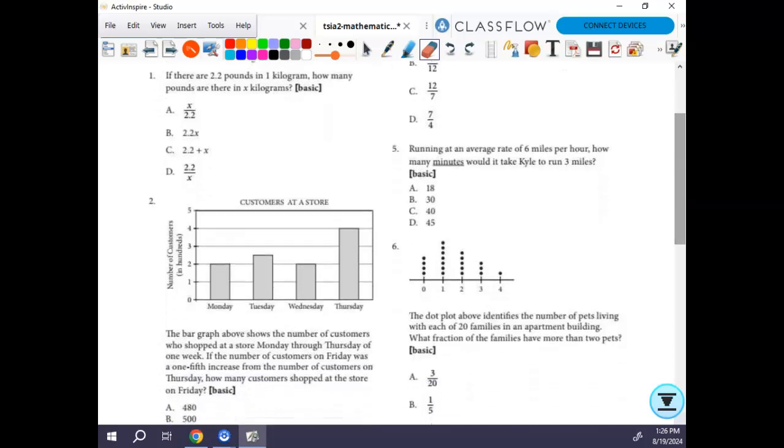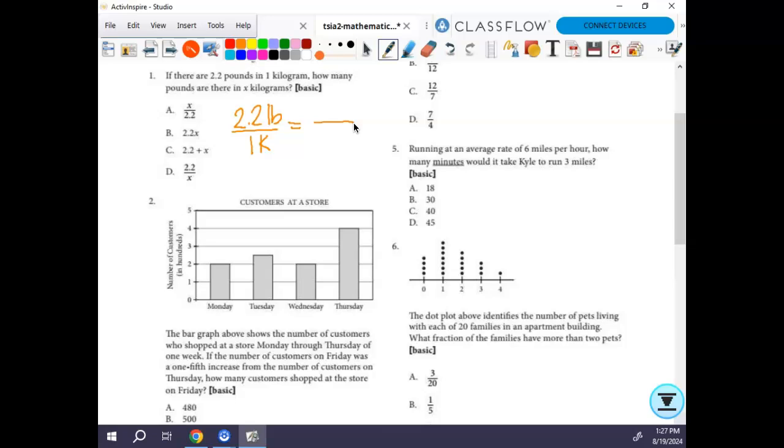But here's what I want, if you did initially get it incorrect, or you had to think about it too much, let's talk about how we would do a question like this in general if you set up a proportion. If you can set up a proportion, do that. So it says that we have 2.2 pounds for every 1 kilogram. How many pounds are there in X kilograms?